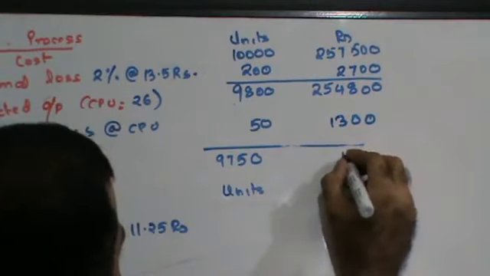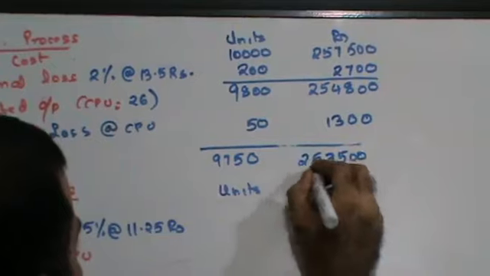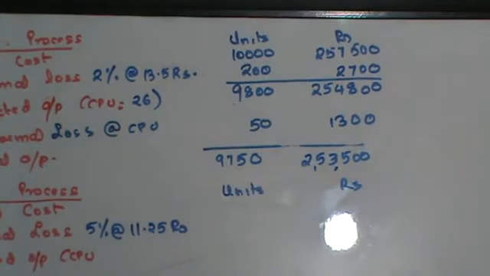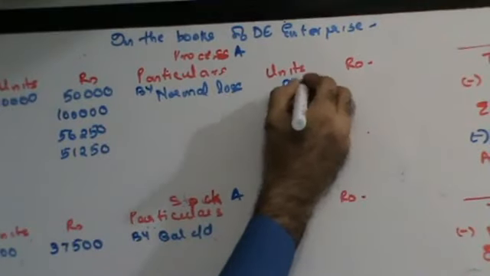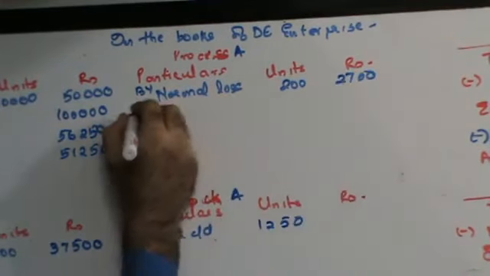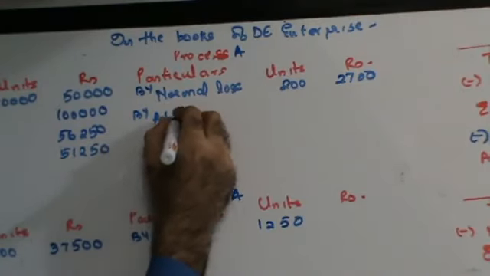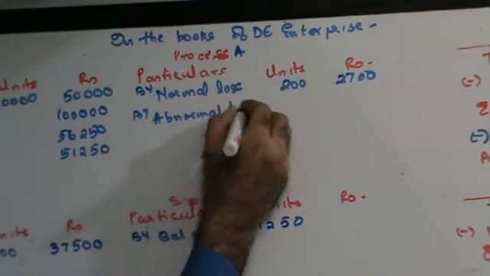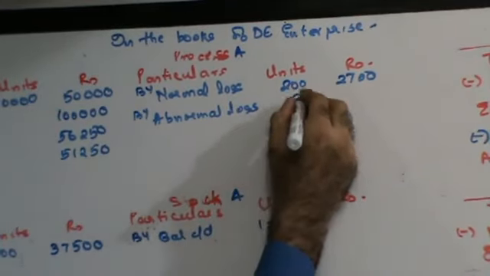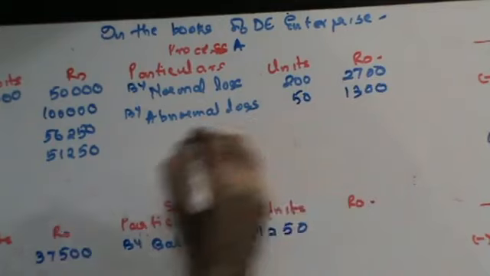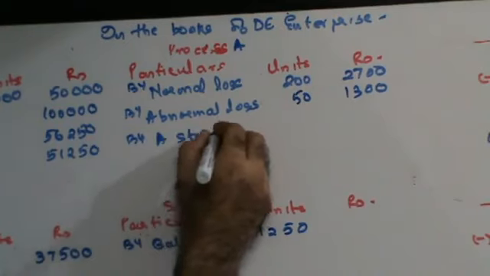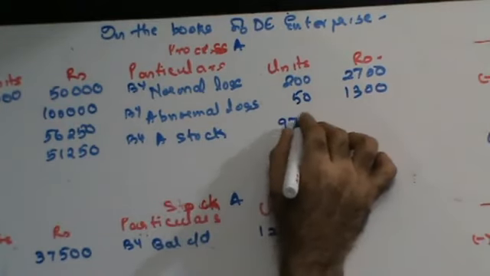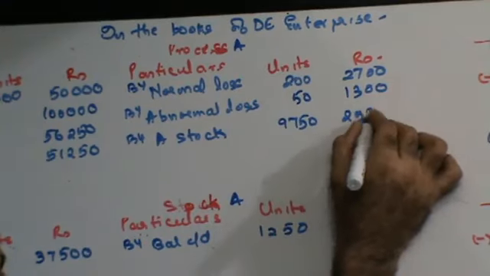So this is 2,53,500. Let's transfer this. This is going to be by normal loss. Normal loss is 200 and 2,700. By abnormal loss, abnormal loss is 50 and 1300, and this is going to be by A stock. A stock will be 9,750 and 2,53,500.